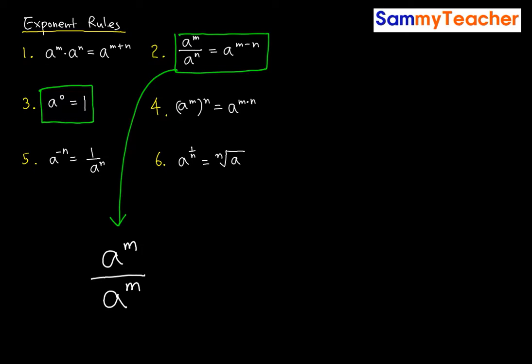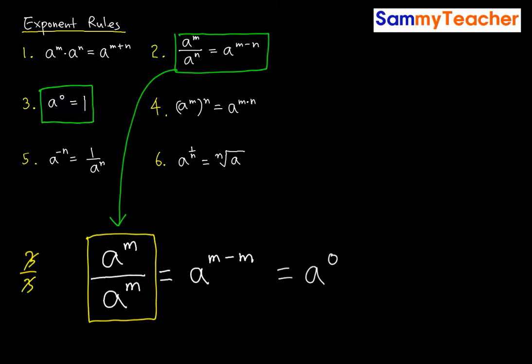And according to rule number 2, I can rewrite this as a to the power of m minus m, because when I divide, I subtract the denominator power from the numerator power. So it'll be m minus m, which is obviously 0, right? So this equals a to the 0 power. Now look at the fraction we started from. Just like 3 over 3 is reduced to 1.